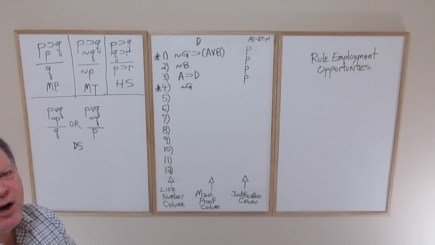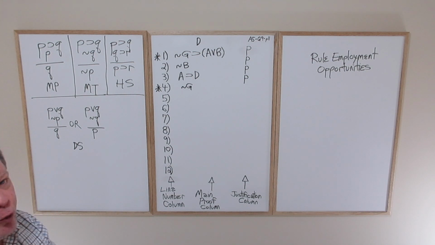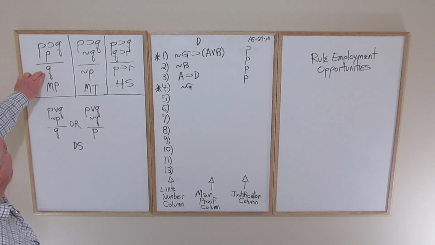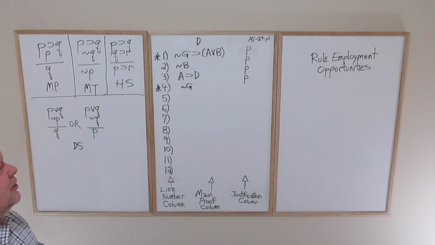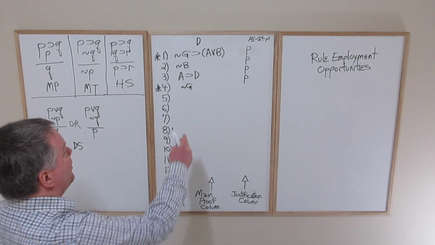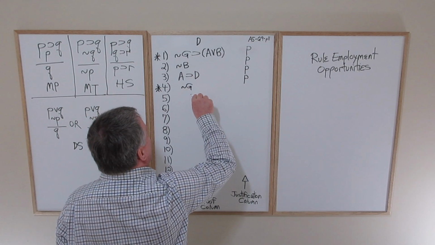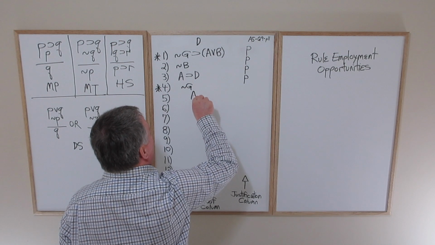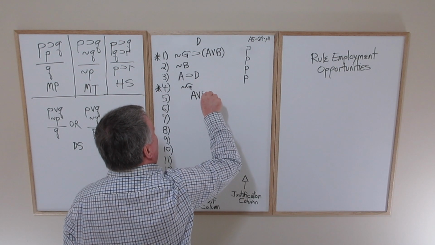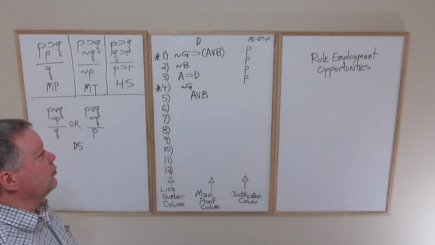If lines 1 and 4 are true, then the additional sentence that must be true is the consequent of that conditional, which in this case is the disjunction A or B. So if lines 1 and 4 are true, then by modus ponens, the disjunction A or B must be true.